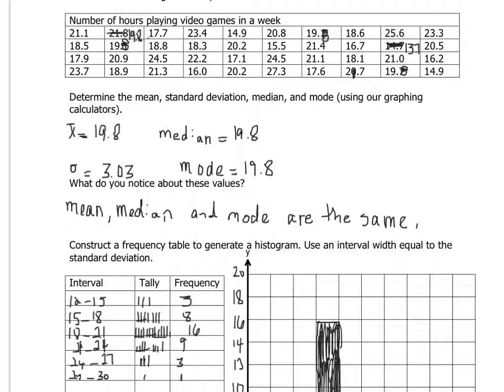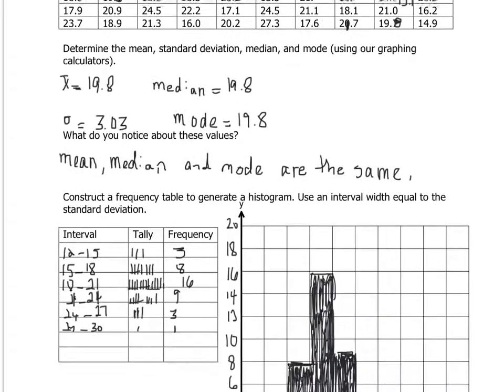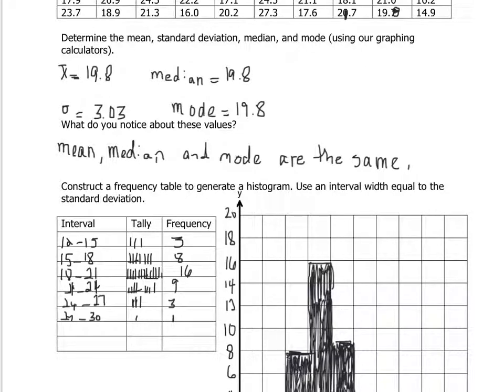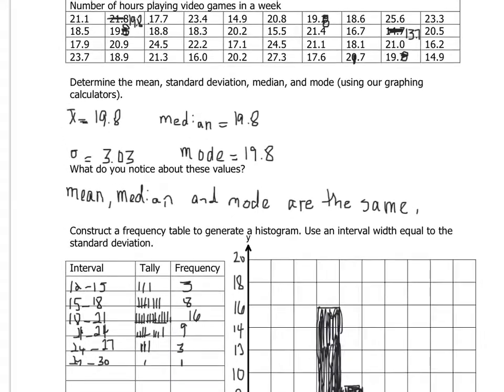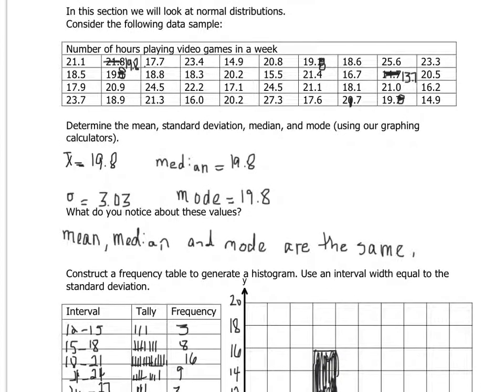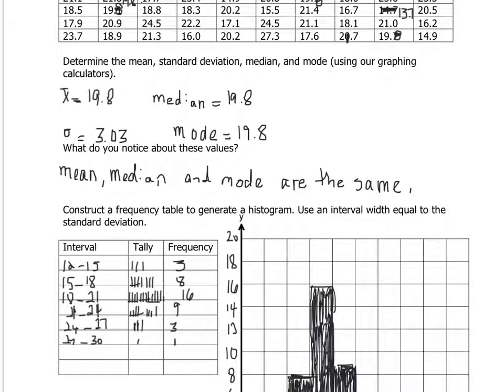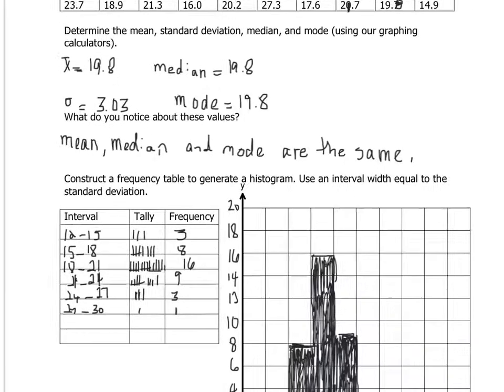When I did a frequency table to generate a histogram, I used an interval width equal to the standard deviation of 3. Because the lowest data value in the table was 13.7 and the highest data value was 27.3, I started my intervals at 12 and went up in an interval width of 3, so 12 to 15, 15 to 18, and so on. Then I tallied up the data values in my frequency table and got the following results.